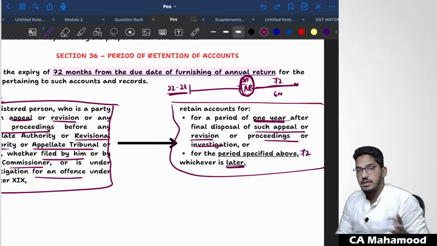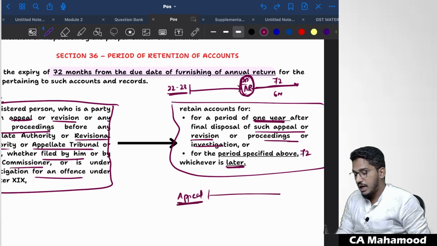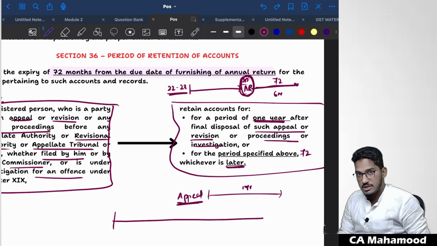So if any investigation, if any appeal is going on, that appeal will get closed, no? From the closure of that appeal up to 1 year, you have to calculate. Or 72 months from the due date of the furnishing of the annual return for that respective financial year.